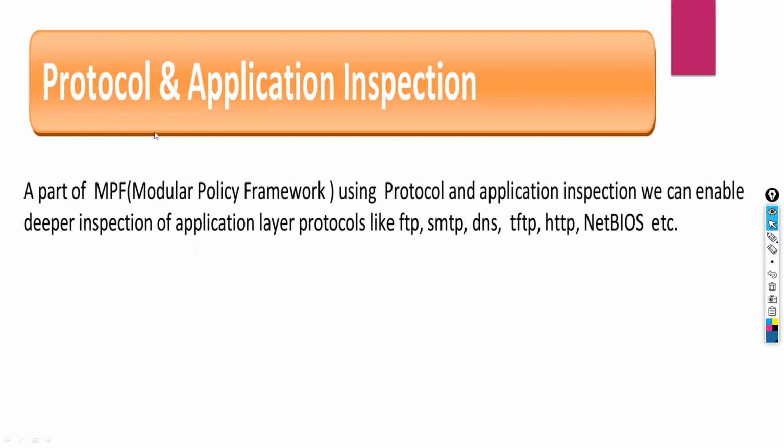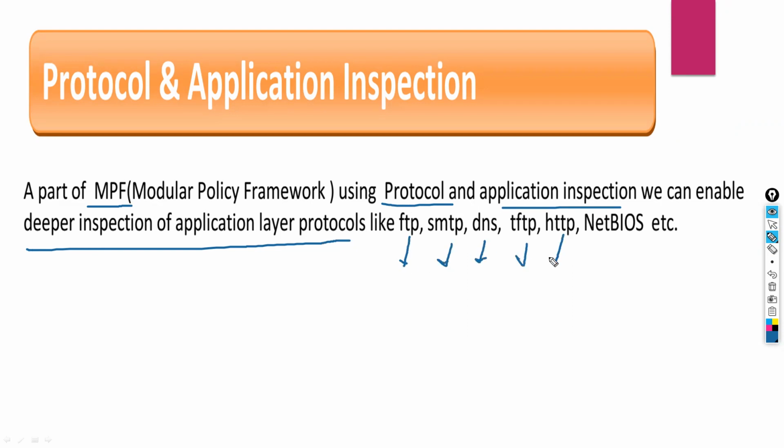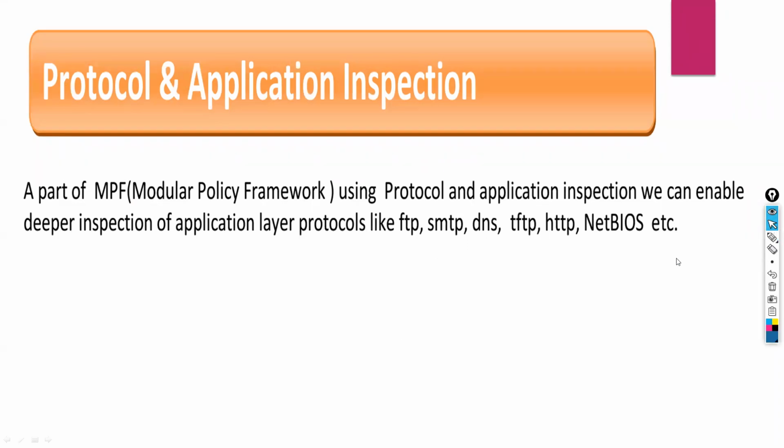Now, protocol and application inspection. Cisco ASA firewall can inspect the traffic, and this topic is called MPF, Modular Policy Framework. Using this method, you can inspect protocols and applications. We can enable deeper inspection of application layer protocols like FTP, SMTP, DNS, TFTP, HTTP, NetBIOS. But if you talk about Facebook or other applications, you cannot. It's not a next generation firewall.